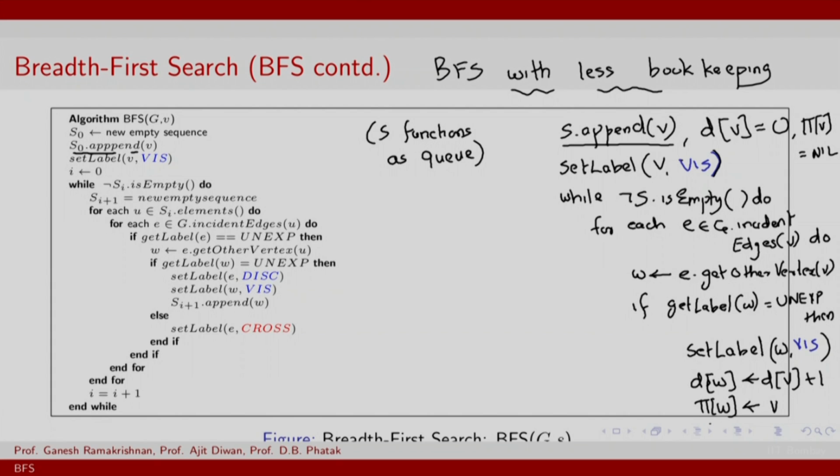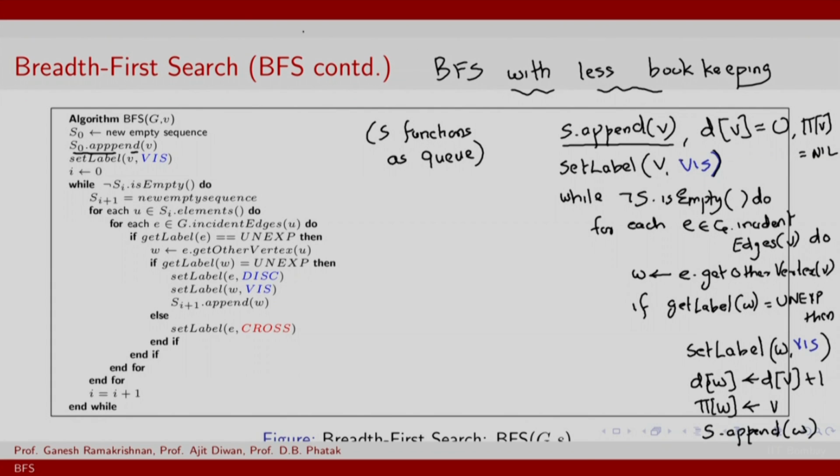And finally, as promised, I am going to add my node W to the queue. So after having incremented the depth, I am going to say s dot append W.